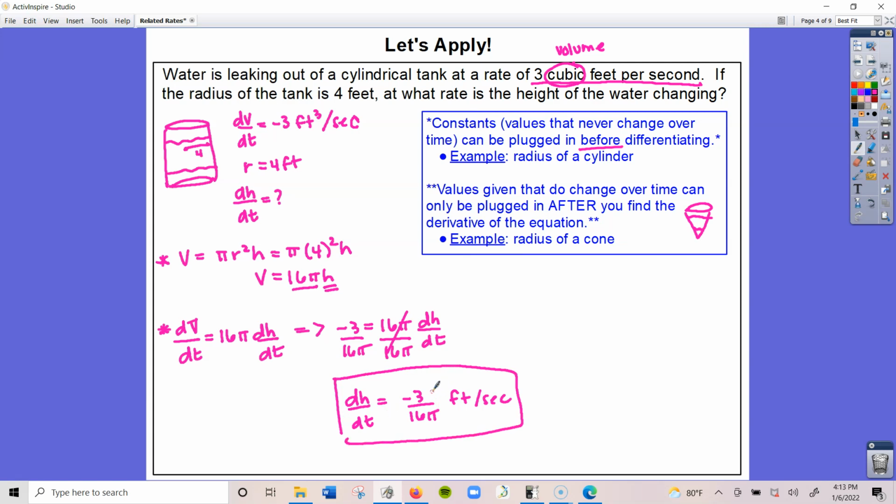Now, when you're doing these problems, you can also look at what you got as your answer and make sure that it matches what the problem is saying. If dH/dt is negative, that means the height of the water is going to decrease. And if water is leaking out of the tank, that's exactly what's going to happen. My water, let's say, starts here, and then it's going to go down to here. So the water level is decreasing.